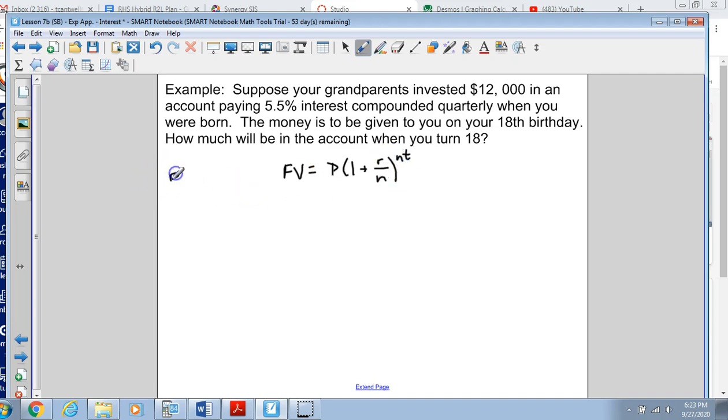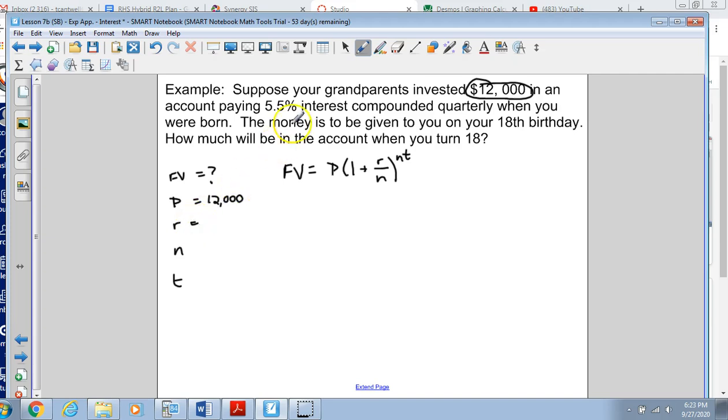I always like to list my amounts over here: FV, P, R, N, and T. So the final value, that's what we're trying to find. How much will be in the account when you turn 18? That's what we're trying to find. P is for the principal or the initial value. They invested $12,000, so P is 12,000.